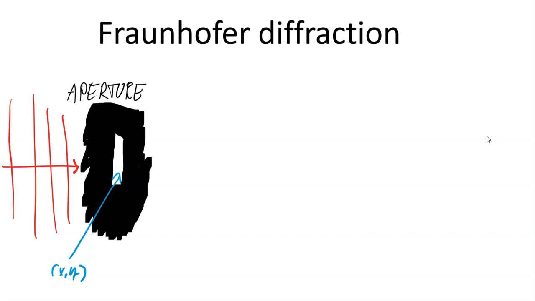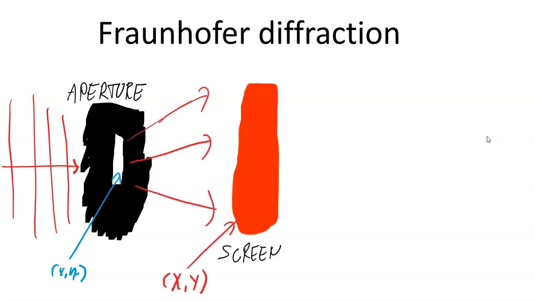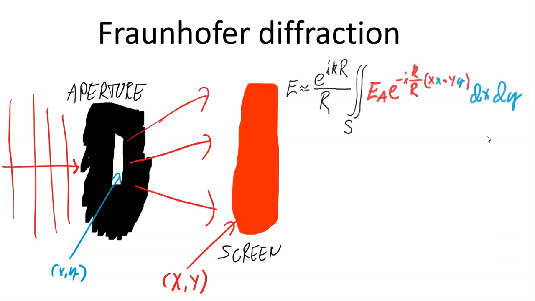Light is passing through, it diffracts, and in the far field it forms the diffraction pattern according to Fraunhofer diffraction. In Fraunhofer diffraction, the electric field can be evaluated from the diffraction integral. Let's write it in only one coordinate at the screen.